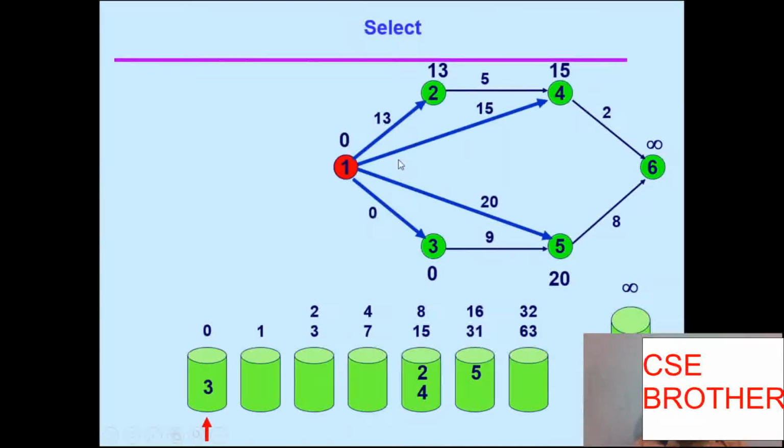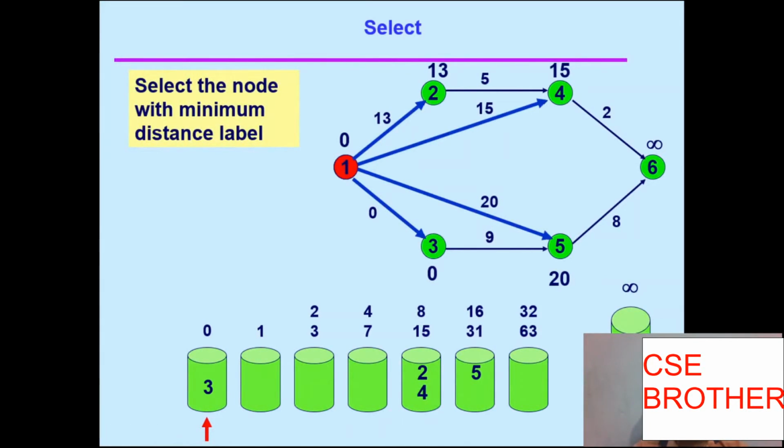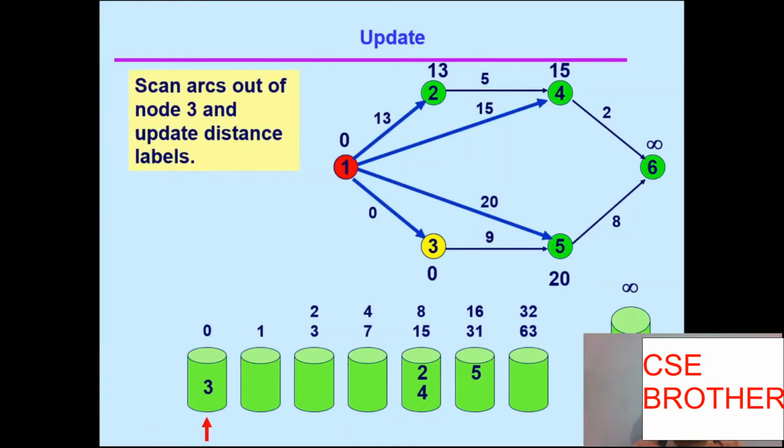Here the work of the first node is completed, so we have marked it red. Now moving to the next node, we have to select the node which has the minimum distance label. The distance between the first node and the third node is 0, so it is minimum. So we have to take the third node. Now scan the third node and update the connected nodes.